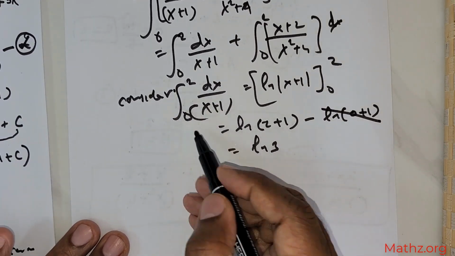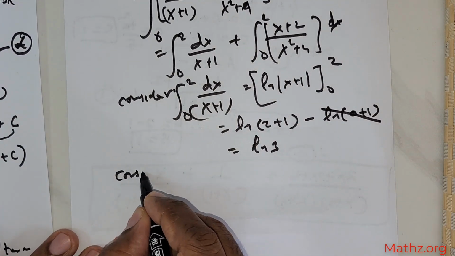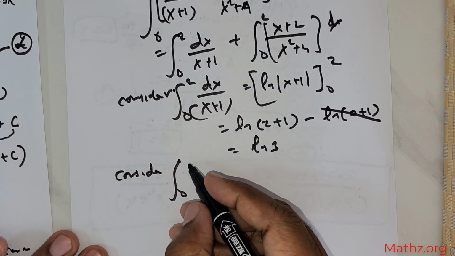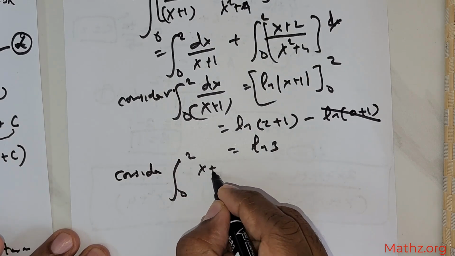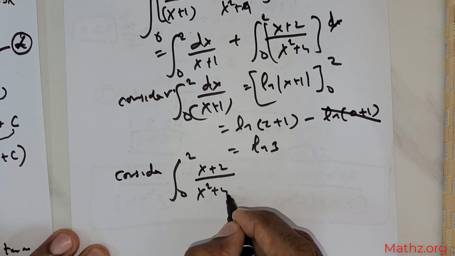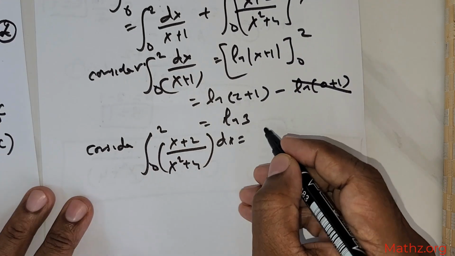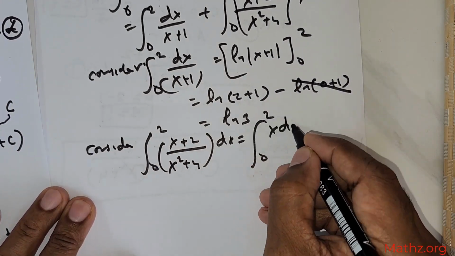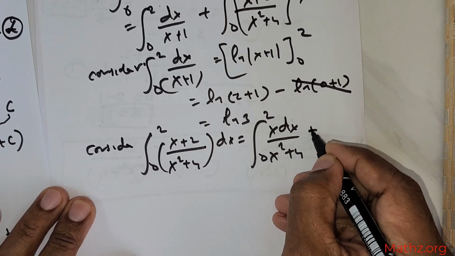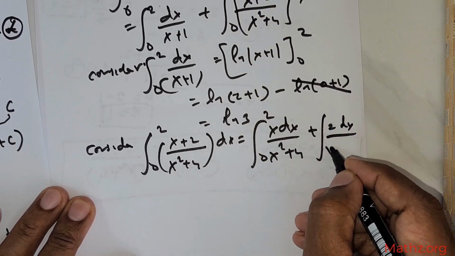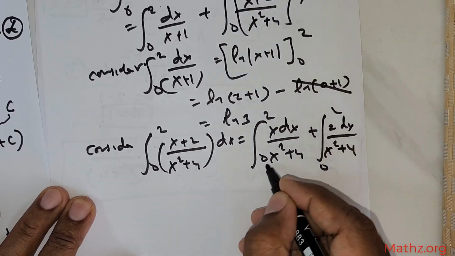So this is for this quantity. Now next you consider the integral from 0 to 2 of (x + 2) divided by x² + 4 dx. This is rewritten as the integral from 0 to 2 of x dx divided by x² + 4, plus 2 times dx divided by x² + 4. Limits are 0 to 2.